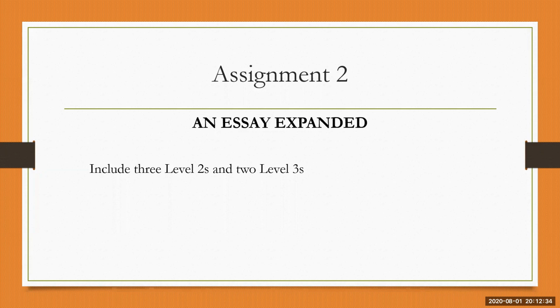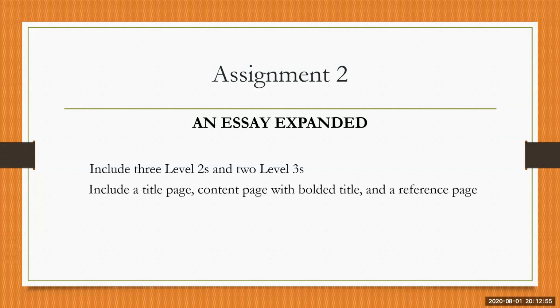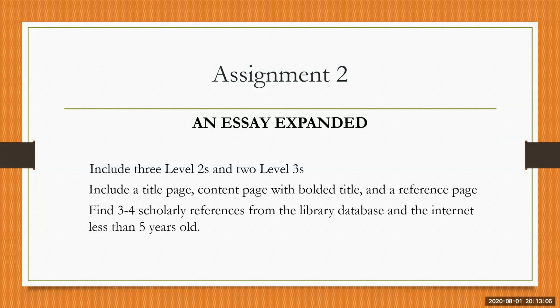You will need 3 to 4 scholarly references, and you always need to have them less than 5 years old. Please use both the library database and the internet, but I prefer 2 journal articles to every 1 internet piece, and place those on the reference page. You need to include a title page, the content page, and a reference page. You'll use Grammarly and tutor.com, and another method to proof. You will find these 3 to 4 scholarly articles from the library database and the internet, and they're less than 5 years old, and put them on your reference page.